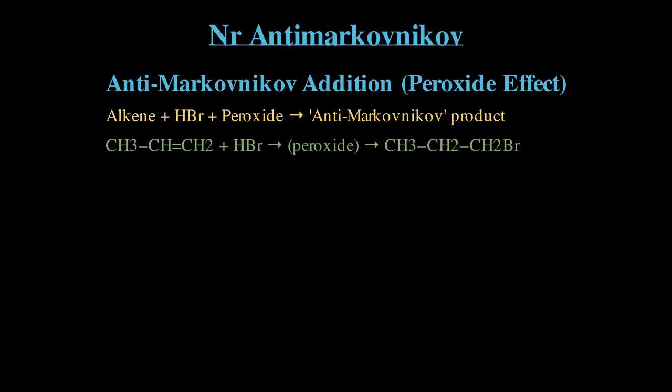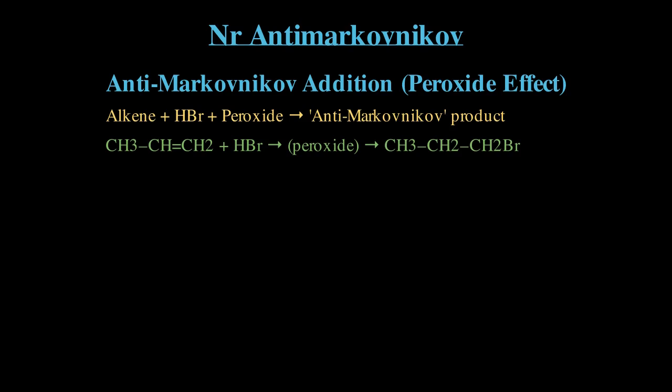Let's use our propene example again. CH3-CH=CH2 plus HBr, this time in the presence of peroxide, gives 1-bromopropane, CH3-CH2-CH2Br, as the major product. The hydrogen went to the carbon with fewer hydrogens.